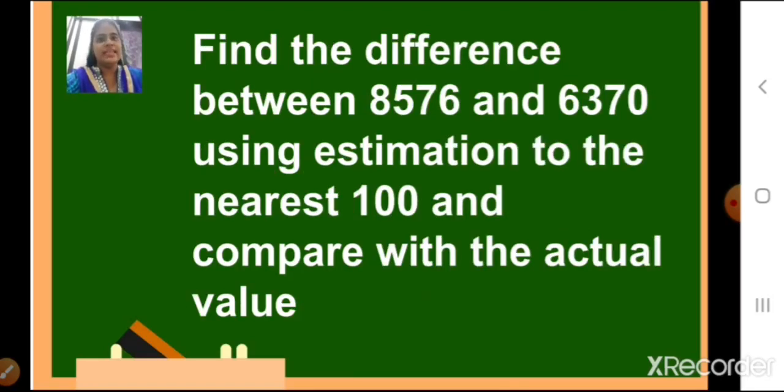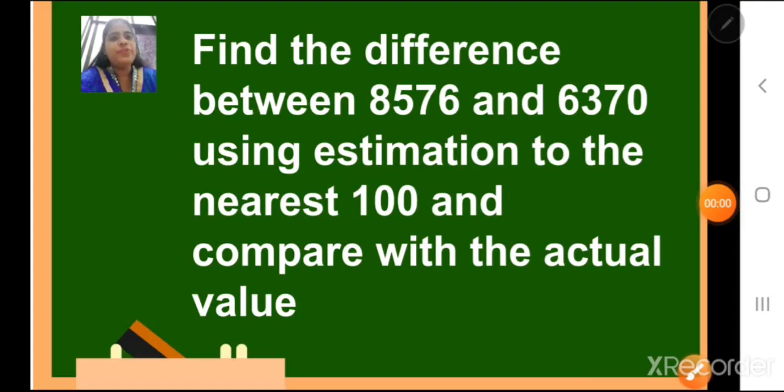Children, let us take an example. We have to find the difference between 8,576 and 6,370. Now, using estimation to the nearest 100 and compare with the actual value. So, children, in this question, we have to find the difference, which is our actual value. We also have to find the estimated value.